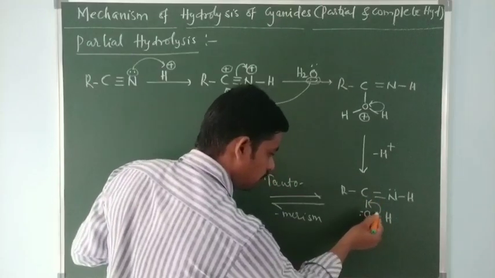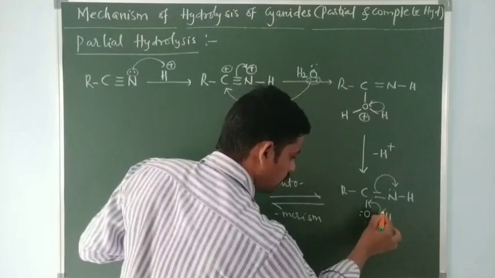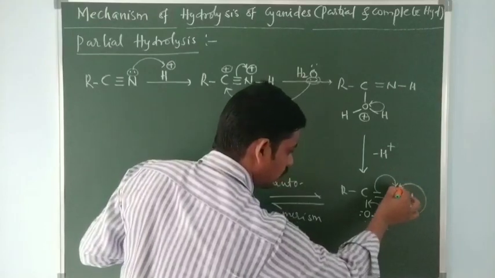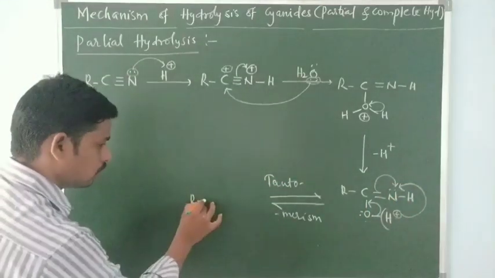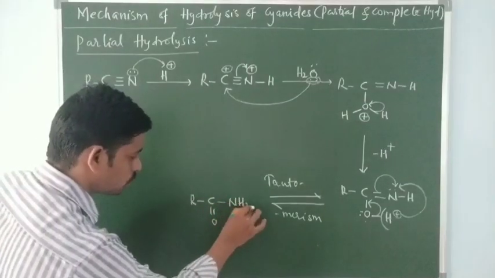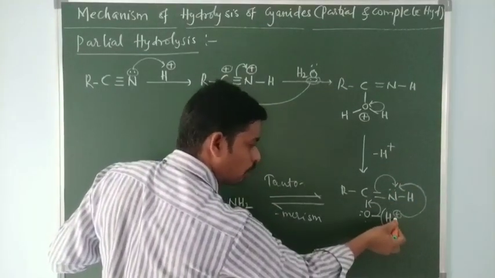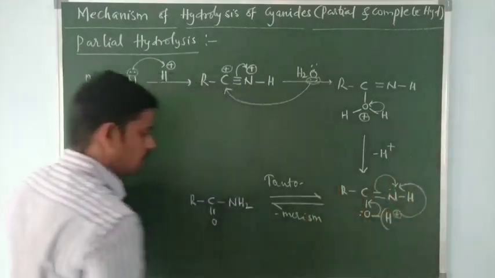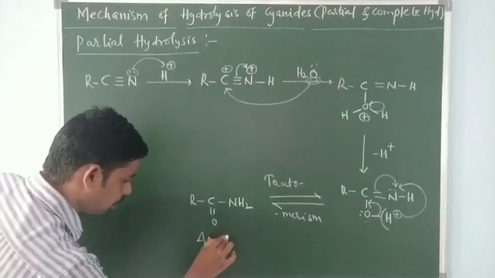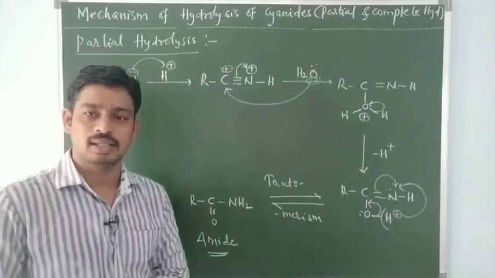This bond is shifted between carbon and oxygen. Then this bond is shifted to nitrogen, and hydrogen is removed as H plus. This hydrogen is added to nitrogen, so that RC double bond O NH2 is formed. NH is donating electrons to this hydrogen, so a bond is formed between nitrogen and hydrogen. So RC double bond O NH2. This is an acid amide. This reaction is called the partial hydrolysis reaction.